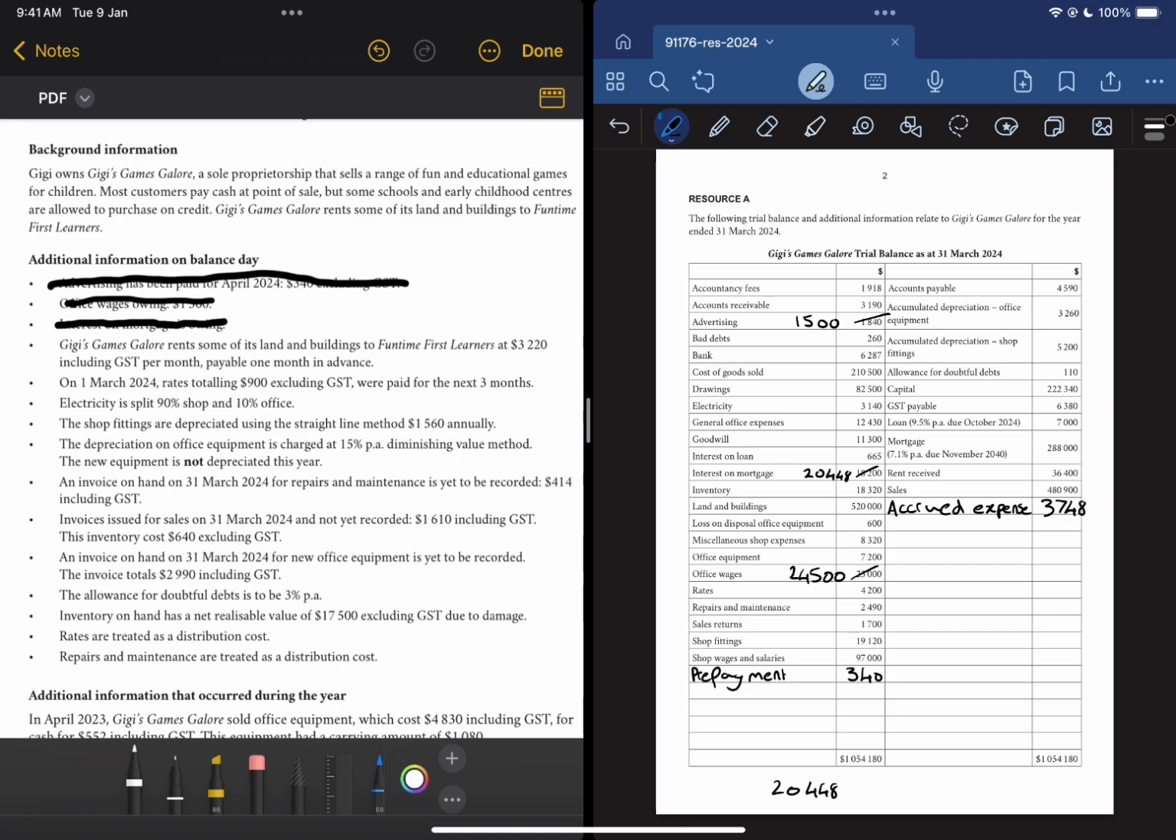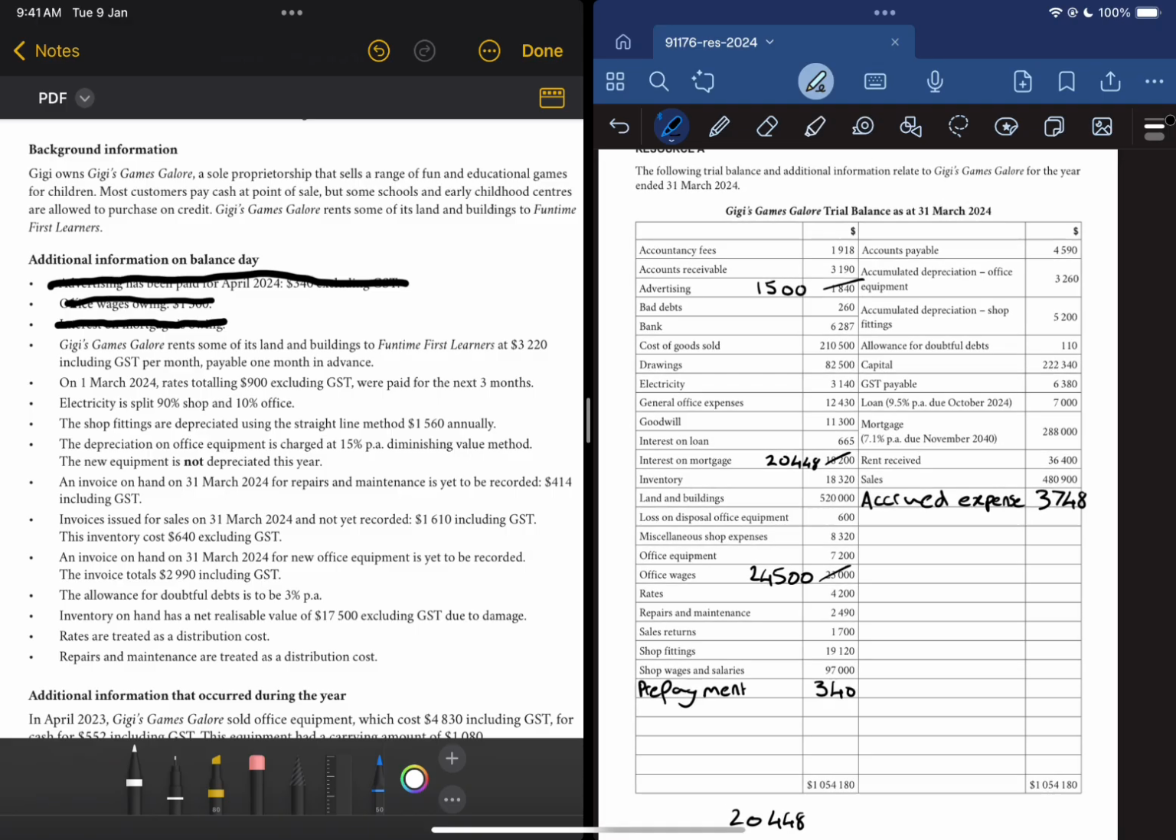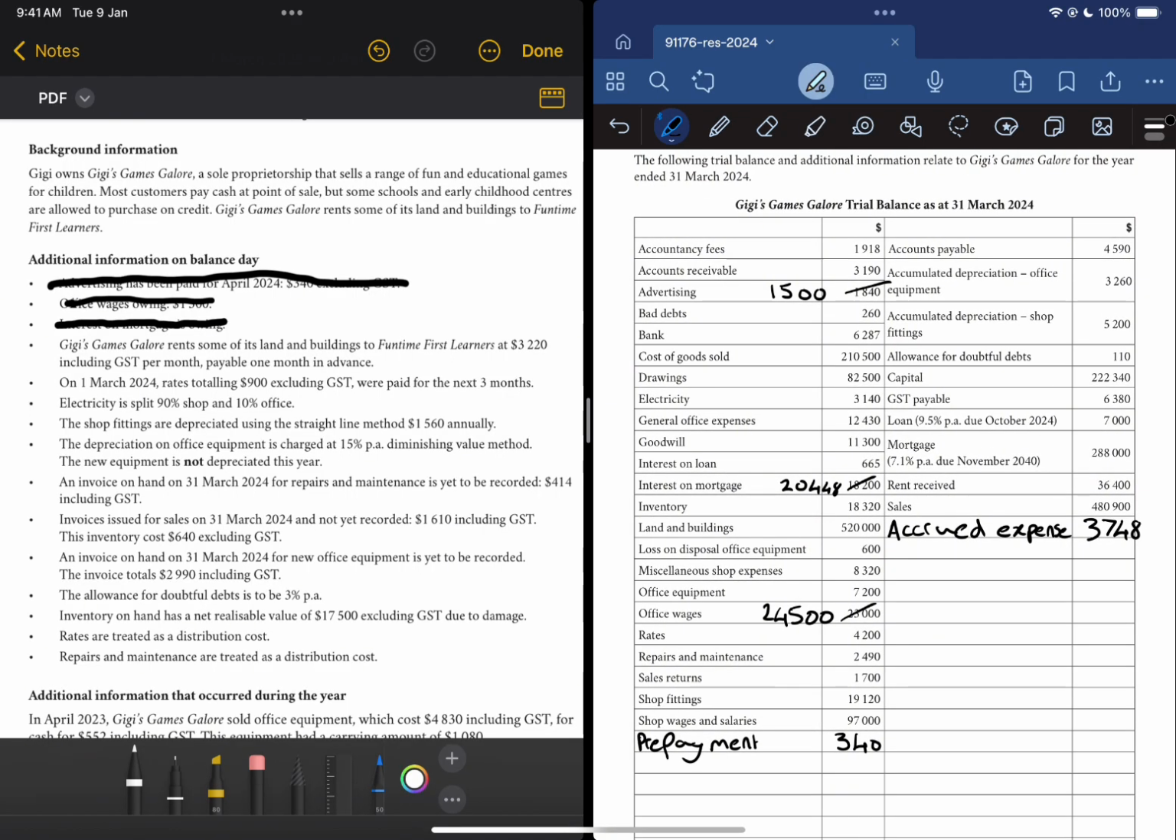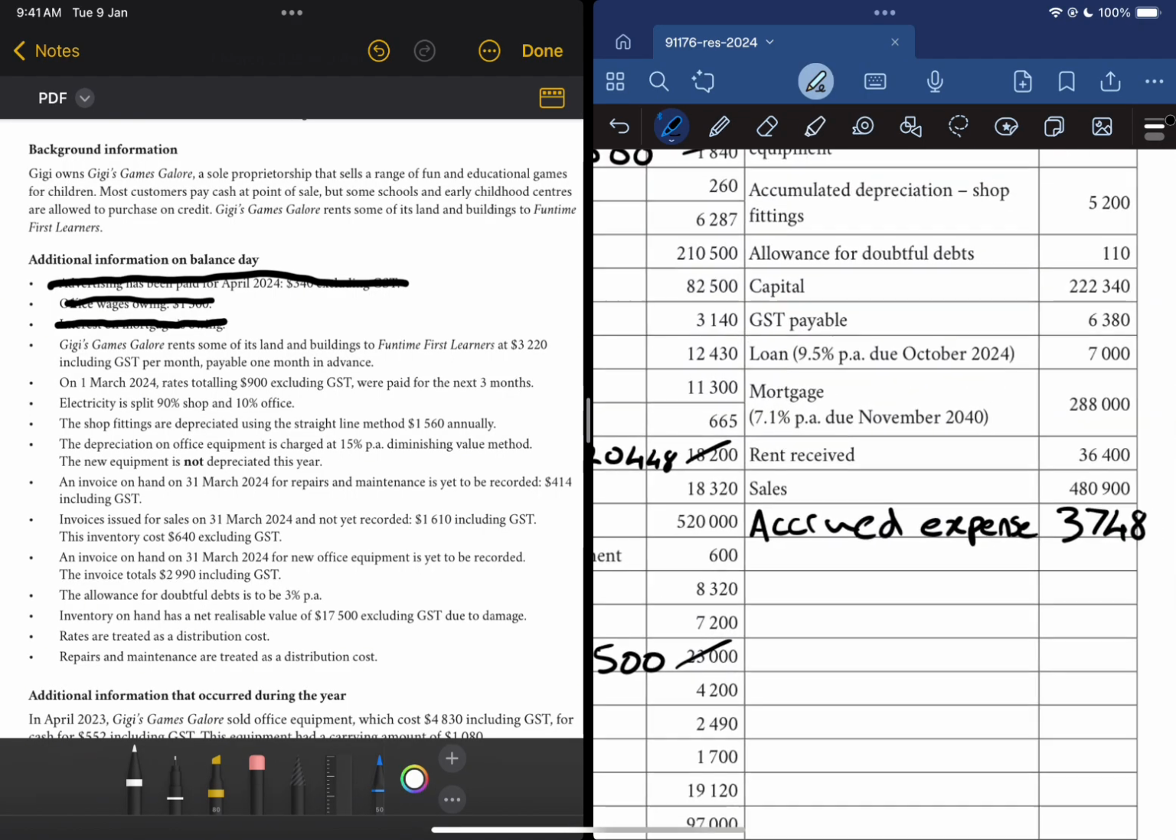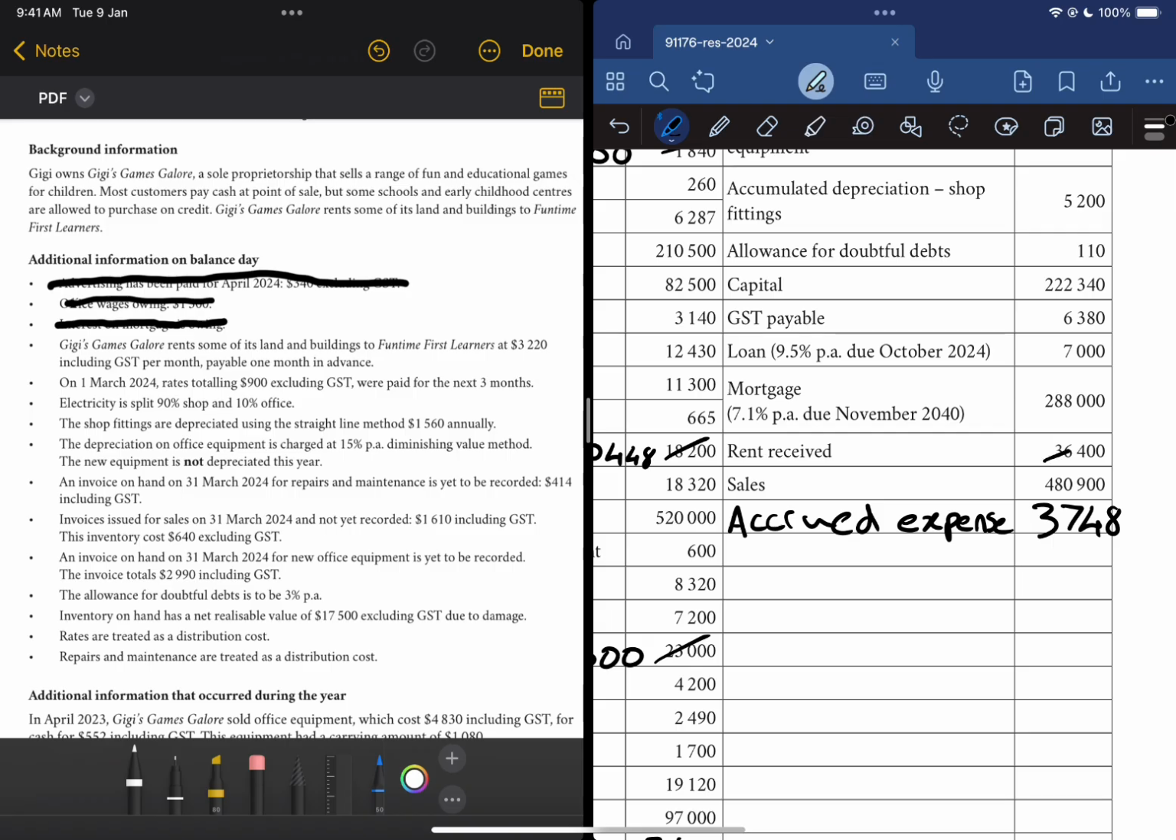So what we need to do is find the GST exclusive amount, okay? We're just going to go 3,220 divided by 1.15, which is going to give us 2,800, okay? So the first thing that we're going to do is go over to our rent received over here, 36,400. We're going to cross that out and go 36,400 into our calculators minus 2,800, which is going to give us 33,600. Okay, so 33,600.